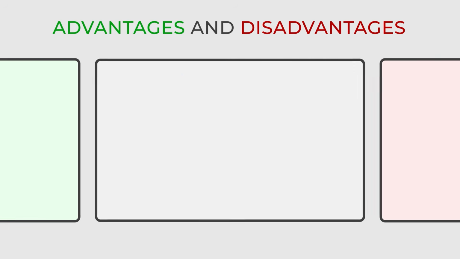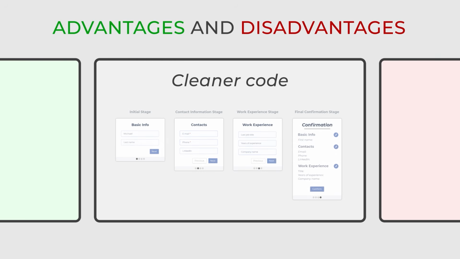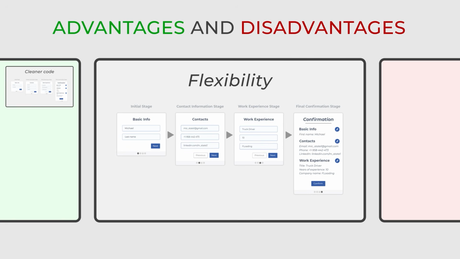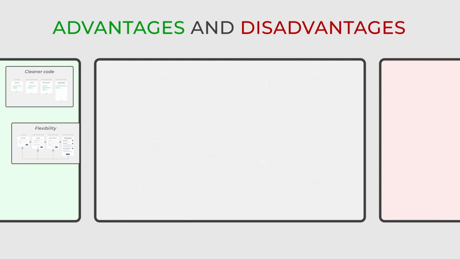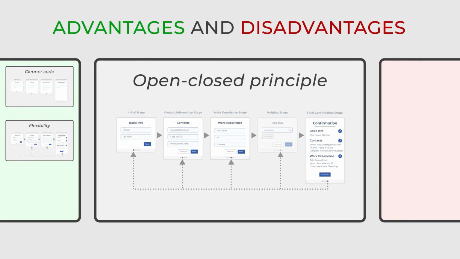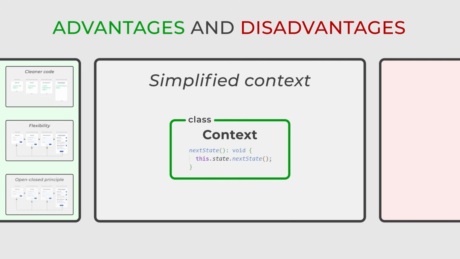One of the key advantages is cleaner code. This pattern allows you to put different behaviors in separate classes, making the code more organized and easier to maintain. Additionally, it provides flexibility, as the context can switch between other states easily, allowing dynamic behavior changes. Another benefit is adherence to the open-close principle. You can add new states or behaviors without changing existing code. Also, the context code becomes more straightforward and easier to understand, as each state handles its behavior.